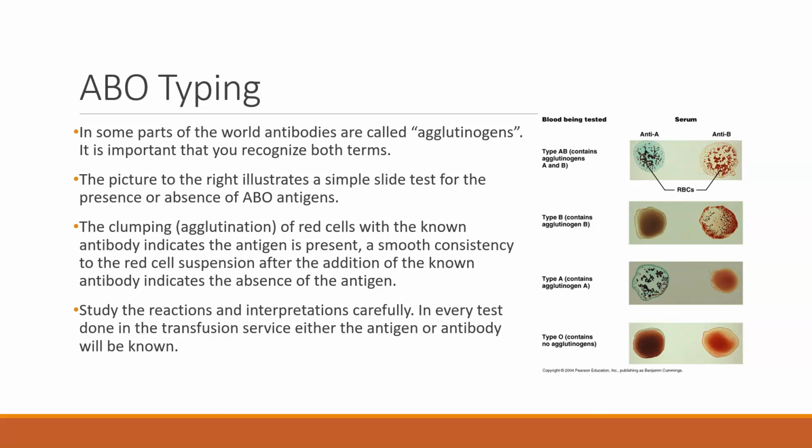In every test done in the transfusion service, either the antigen or antibody will be known. It's like doing an experiment. In an experiment, we always have known variables and one unknown variable so that we can determine the absence or the identity of the unknown.